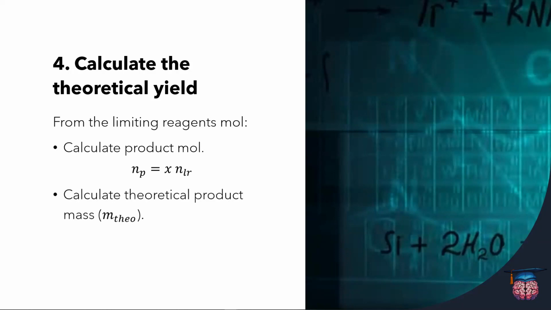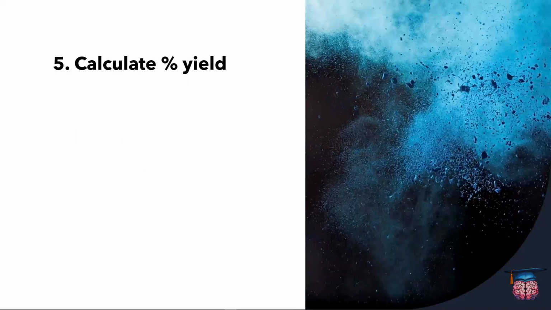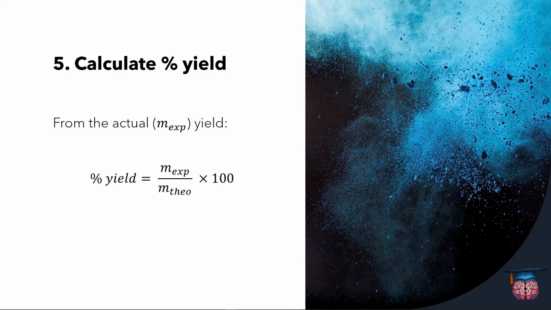From this number of moles, we can go and calculate the theoretical mass, and that is just the molar mass of the product times the mole number of the product that we just calculated. So from this, we can go and calculate the yield, the percentage yield. We do that by taking the actual yield and dividing it by the theoretical yield as mentioned earlier and multiplying it by 100. So pretty straightforward, and if we follow these steps, we can easily calculate the percentage yield.